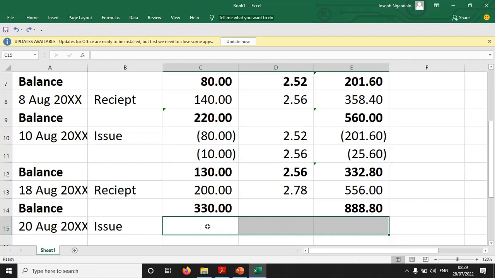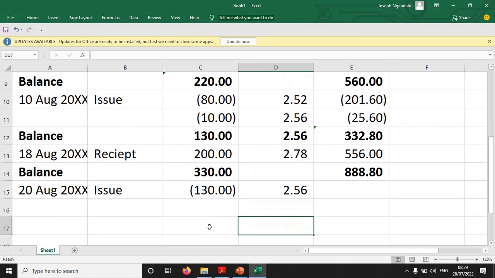Okay, let me just put them in initially manually. So I'll do this. Since it's an issue, say minus, right? And then you say, what was the price? 2.56. Then we get the remainder. We have got an issue of 180. We have removed 130. How much are we remaining with? 50 to complete, right? So you do the same. 2.78.